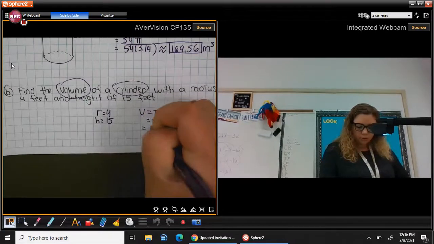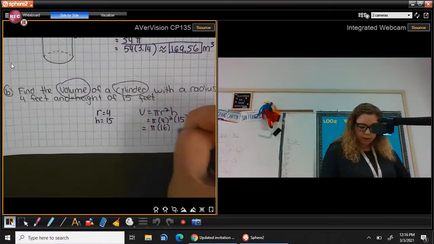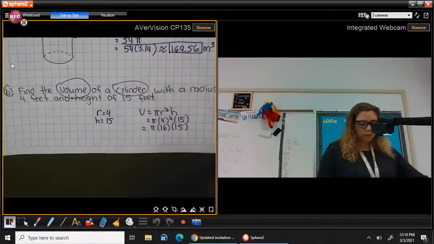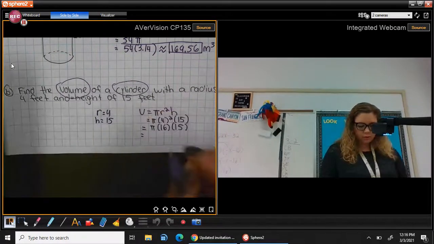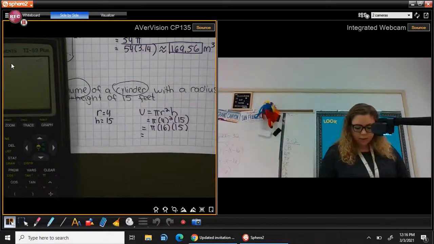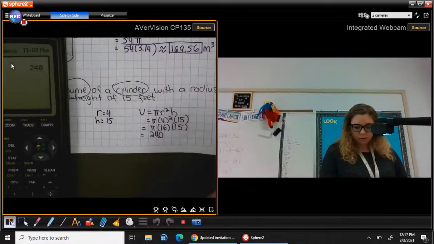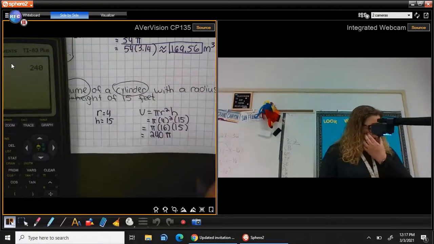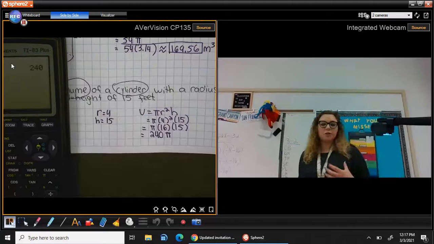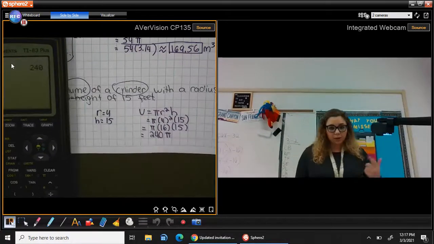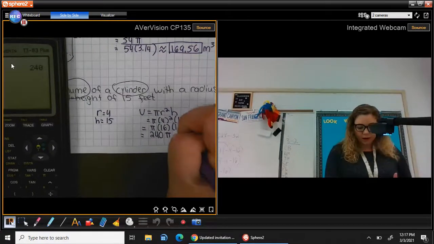Okay. 4 squared is 16. So 16 times 15 is going to give me 240 pi. Okay. Again, if they said leave it in terms of pi, that would be my answer. However, they want me to find the volume, so I have to keep going.